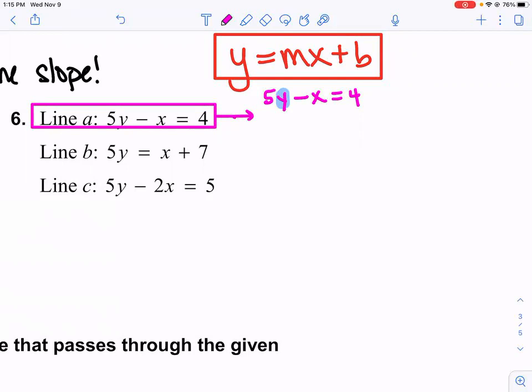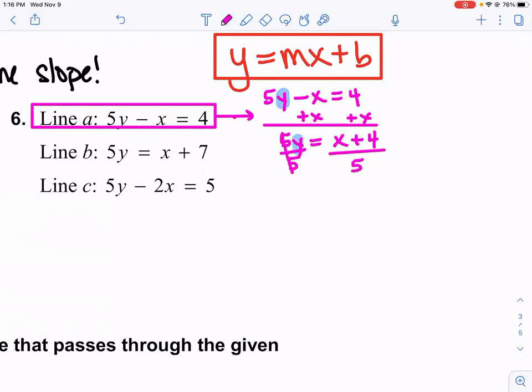Sophia. We need to add the x to both sides. So we have 5y equals, I'm going to write it as x plus 4, because I know I want it to look like y equals mx plus b. It sure does. Peyton, what's our next step? We need to divide both sides by 5.